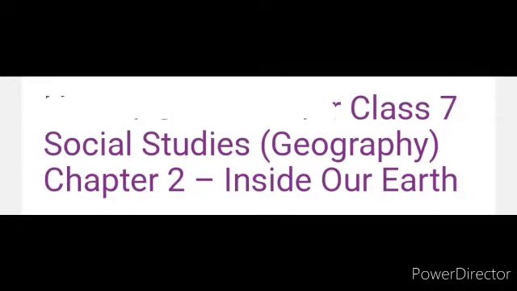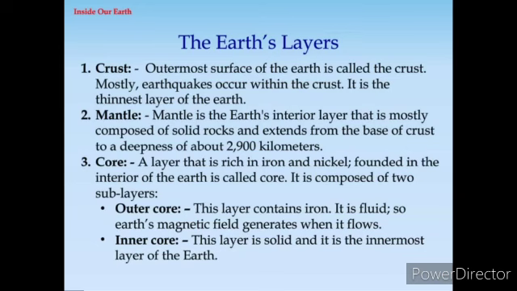Another chapter is Class 7th Social Study Geography Chapter 2, Inside Our Earth. The Earth's layers. Number 1 is crust. The outermost surface of the earth is called the crust. Mostly earthquakes occur within the crust. It is the thinnest layer of the earth.